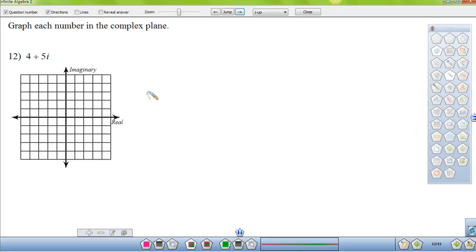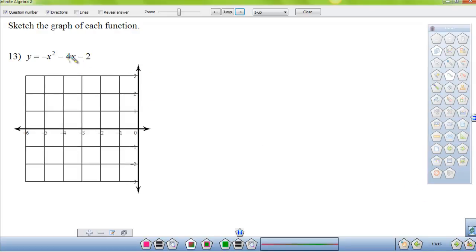Okay, we've not really done one like number 12, but I wanted to show it to you anyway because it's a very easy question. You have a real number line and an imaginary axis. And to graph this, you start with the real number, which is 4. 1, 2, 3, 4. And then you go up 1, 2, 3, 4, 5. This is 5i. So that's where you're going to plot that point. It's just that simple.